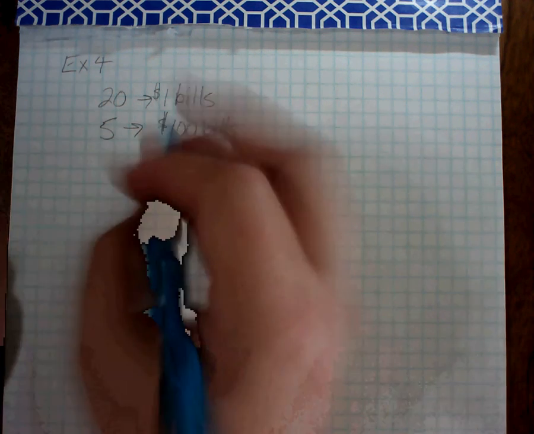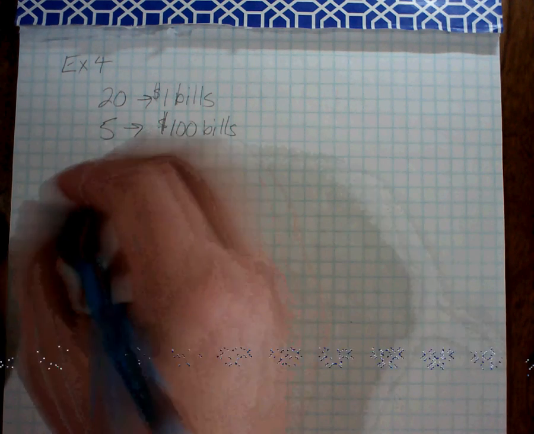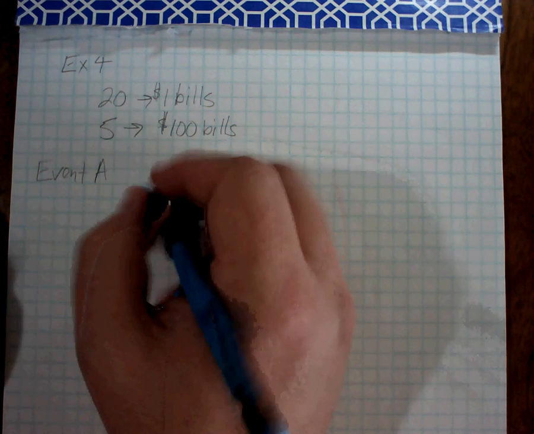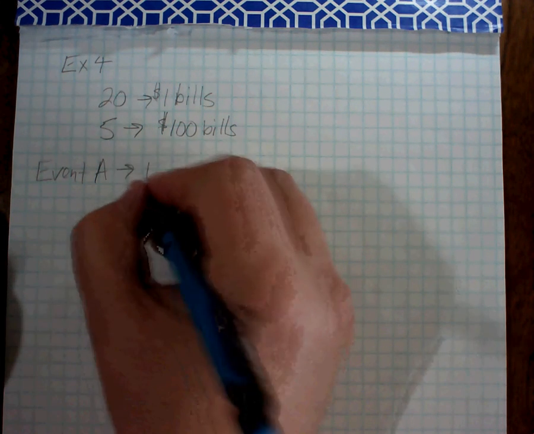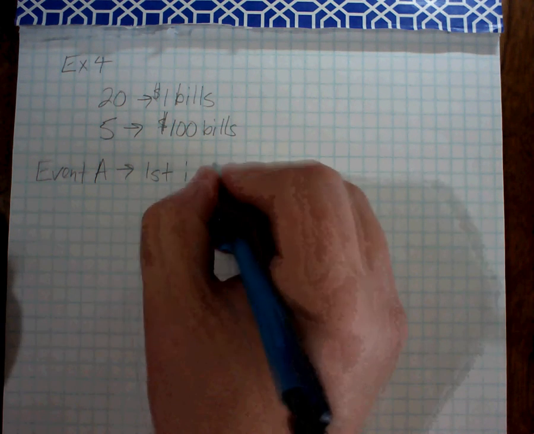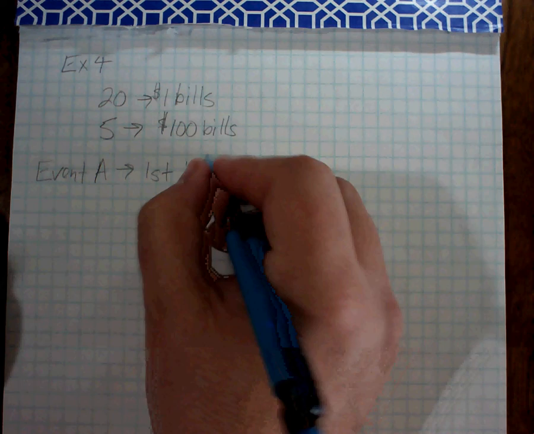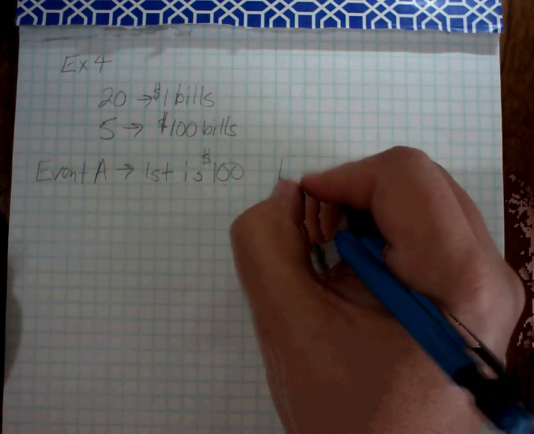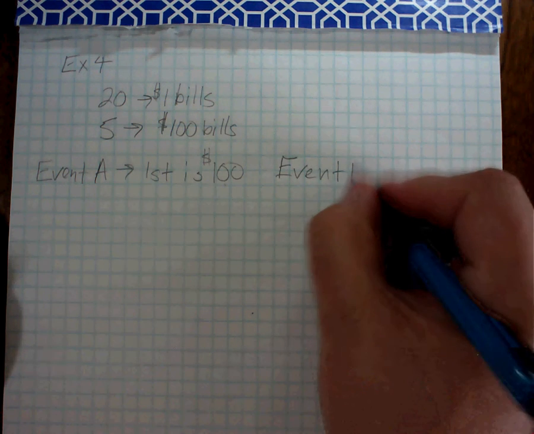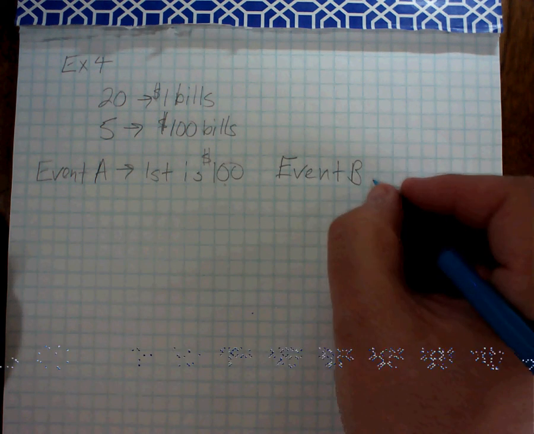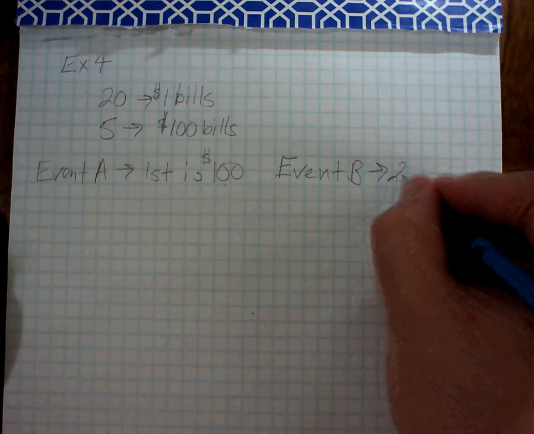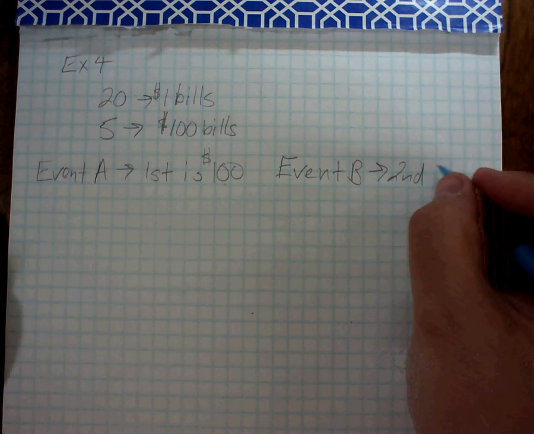So then they give us these events. So event A, your first bill is a $100 bill. And then event B is the second bill is a $100 bill.